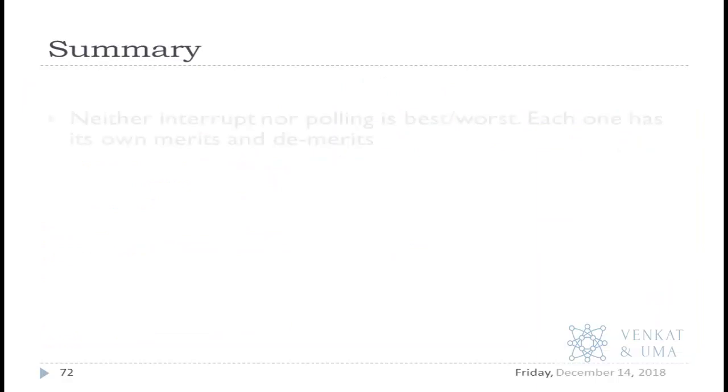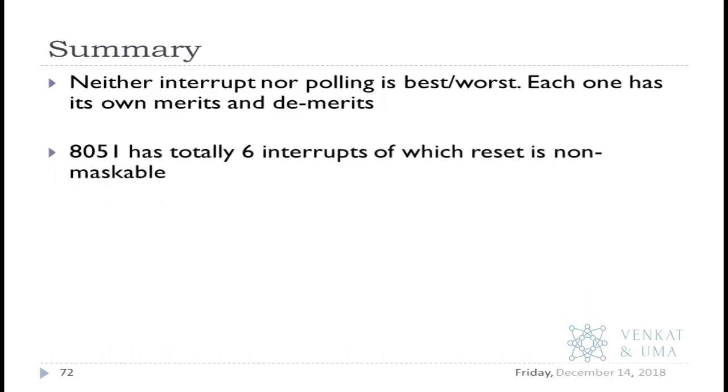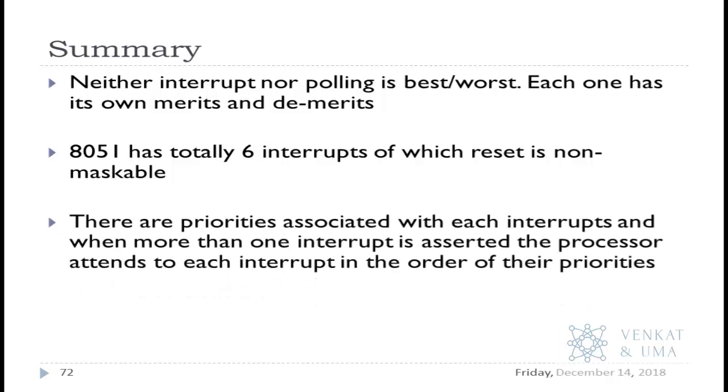So what all did we see today? Neither interrupt nor polling is best or worst. Each one has its own merits and demerits depending upon which scenario you want to use it in. 8051 has totally 6 interrupts, of which reset has the highest priority and is non-maskable. There are priorities associated with each interrupt, and when more than one interrupt is asserted, the processor attends to each interrupt in the order of their priorities.